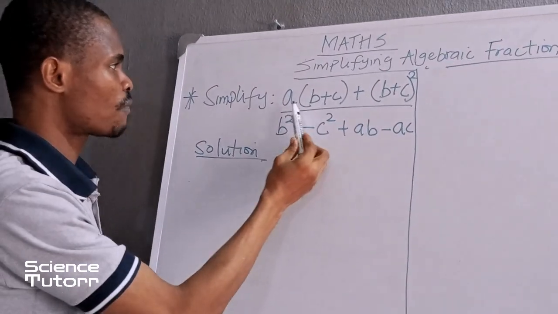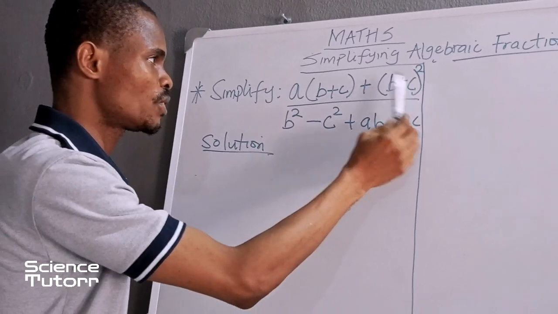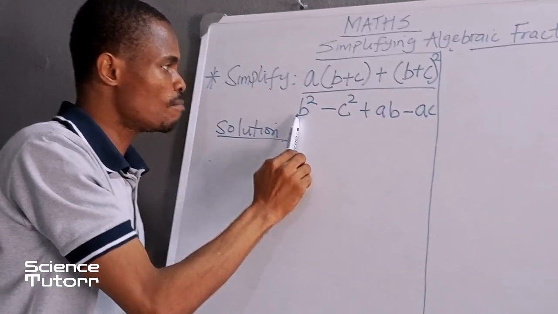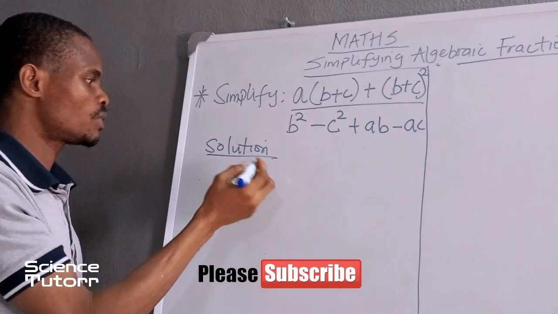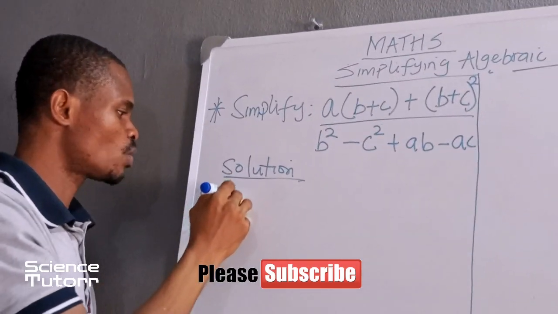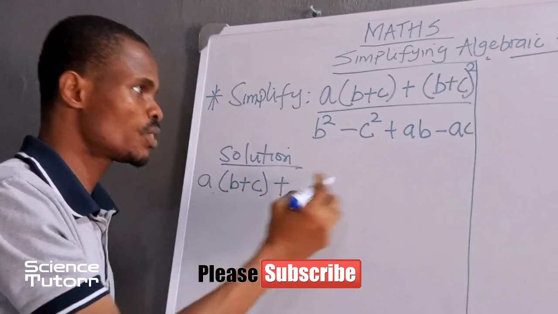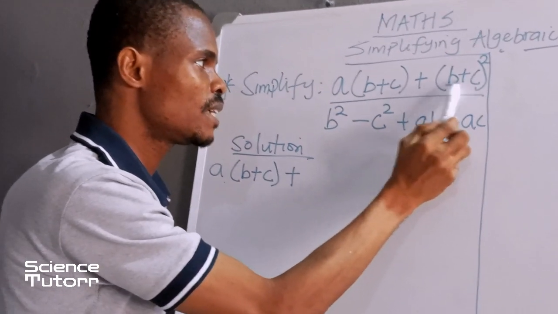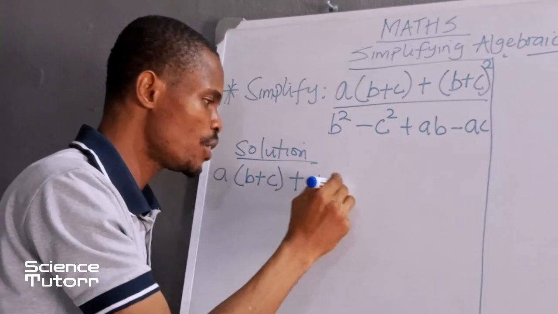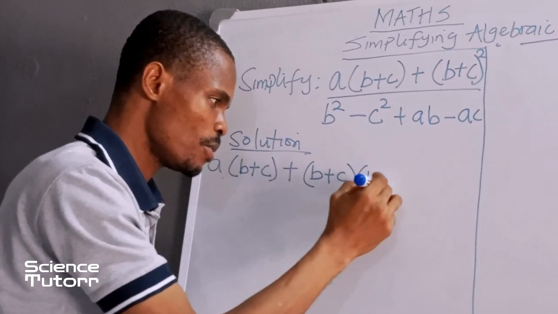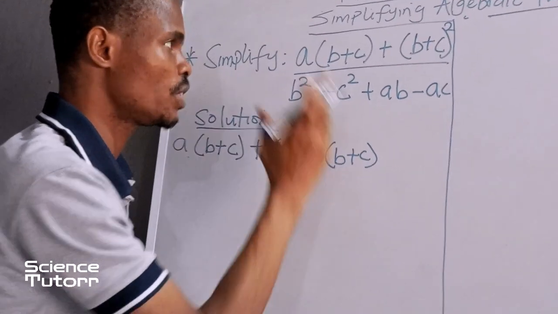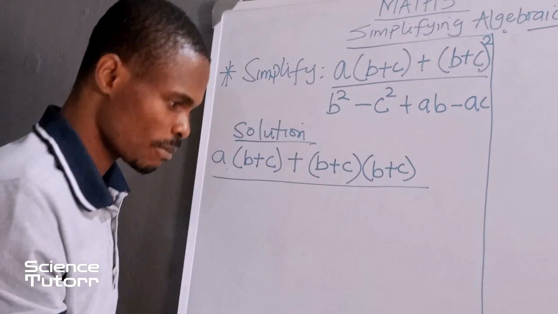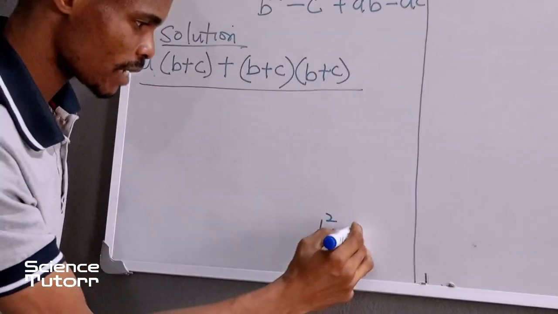Now, we have A into (B plus C) plus (B plus C) squared. We have a focal point here, (B plus C) squared. Then we have another focal point, B squared minus C squared. Now, how do we go about it? To simplify, we simply say A into (B plus C) plus, now these two are together, (B plus C) raised to power 2, which simply means I'm going to be expressing this in 2's. So I'm going to have it as (B plus C)(B plus C), because it's (B plus C) squared, that means (B plus C) 2 times, divided by B squared minus C squared. I'm going to be showing that here, B squared minus C squared.